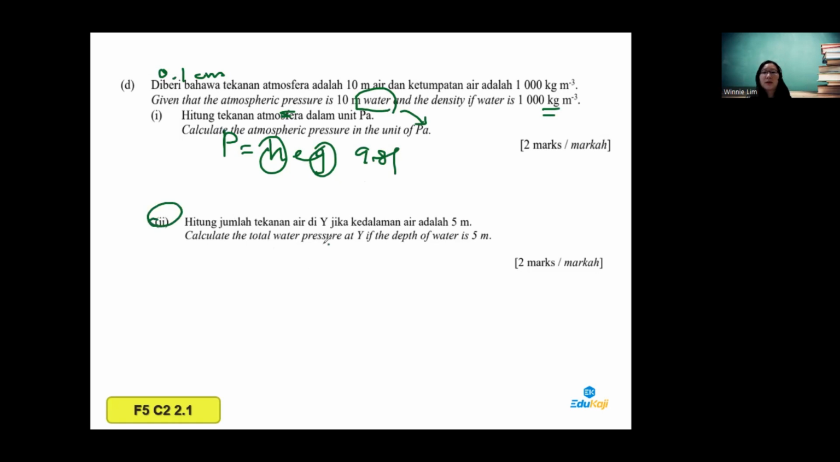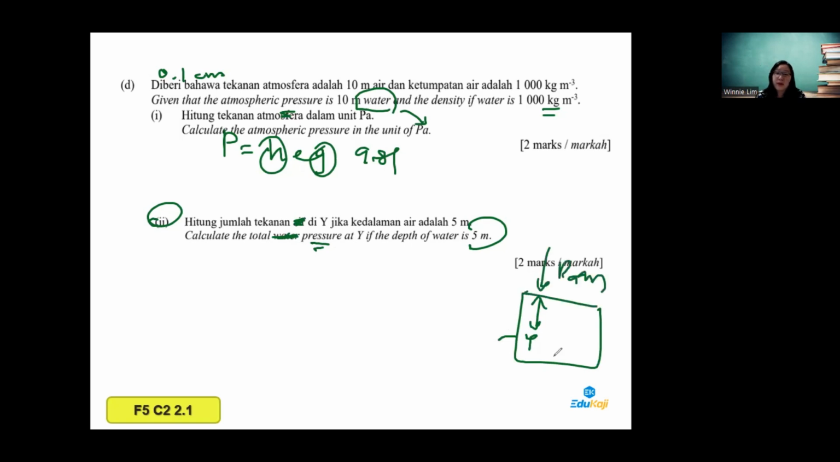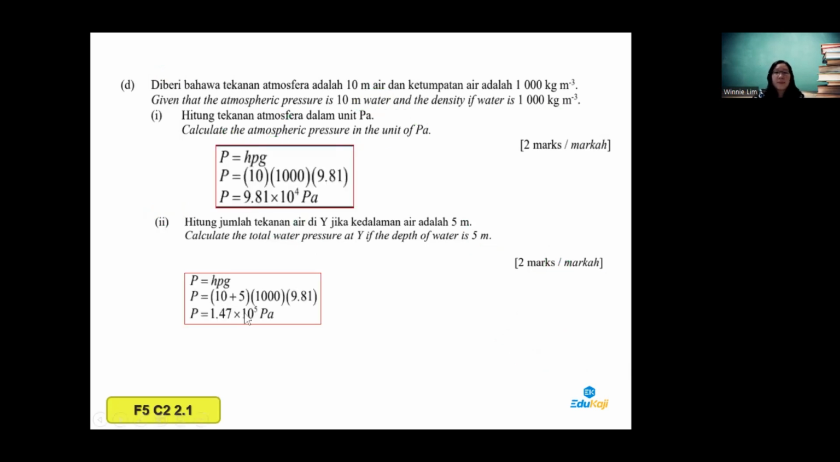Then part 2, calculate the total water pressure at Y if the depth is 5 meter. They're supposed to just write the total pressure, no need for water, so it's kind of confusing. If they want the pressure at point Y, what you need to know is that it is not only the water acting on point Y. There is also what? Atmospheric pressure. So you add up together. So here is what you have, 10 plus 5.